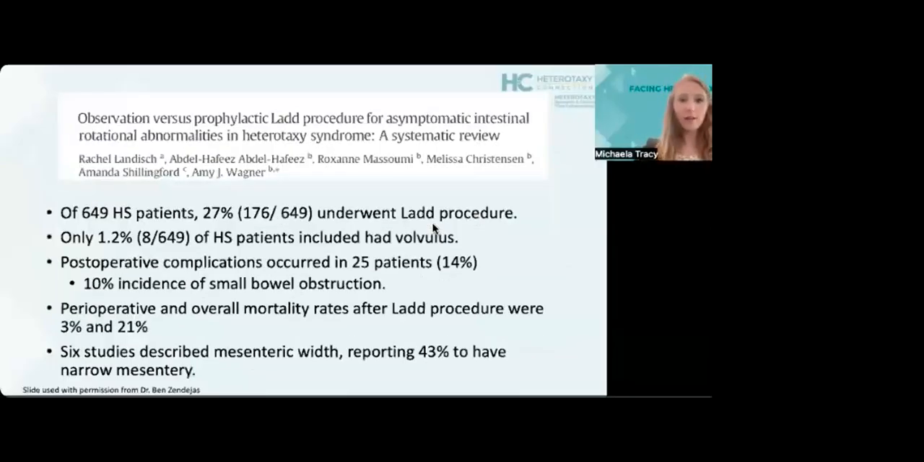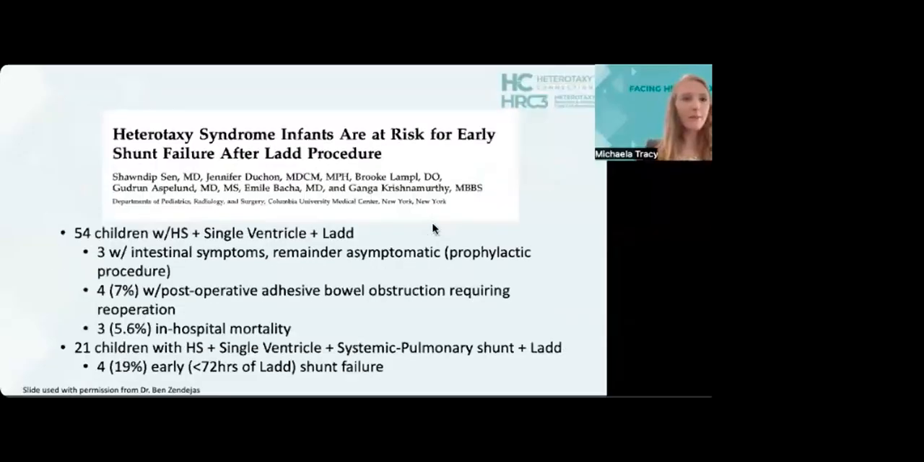Similarly, another systematic review about the next year was looking at observation versus prophylactic Ladd's procedure. In this, there were 649 heterotaxy patients. 27% of them underwent a Ladd's procedure. However, of those, only 8 of them, or 1.2%, actually had a Ladd's procedure for volvulus. The rest were prophylactic. Again, the post-operative complication rates were high, 14% here. 10% had a small bowel obstruction, meaning they had to go back to the OR. Perioperative and overall mortality rates were quite high, 3% perioperative and 21% overall. So again, showing high rates of complication for low risk of actually having problems.